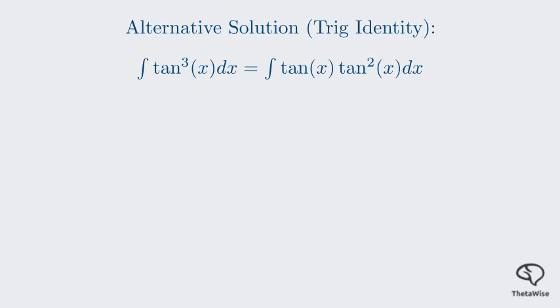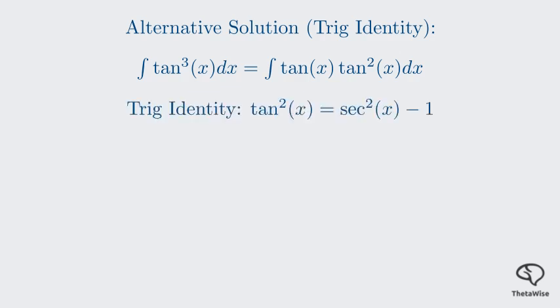Let's now look at the alternative solution provided, which is much shorter and more elegant. The alternative solution starts the same way, by splitting tangent cubed into tangent times tangent squared. However, instead of using integration by parts, it uses a trig identity. It uses the identity that tangent squared of x equals secant squared of x minus 1. This is a clever and powerful move. Substituting the identity, we get the integral of tan x times (sec^2 x minus 1) dx.